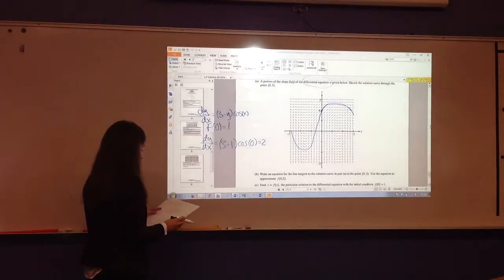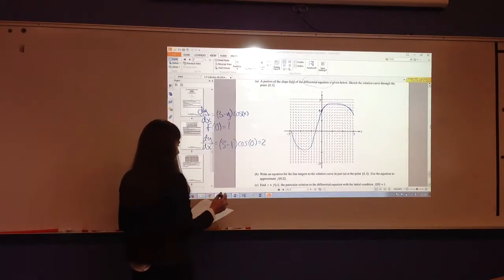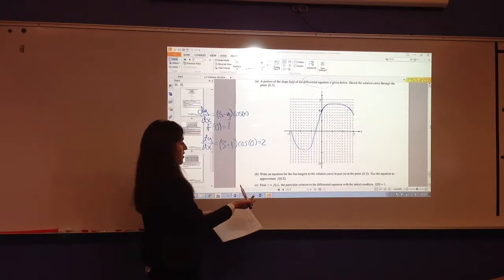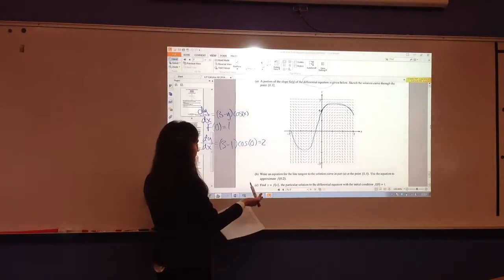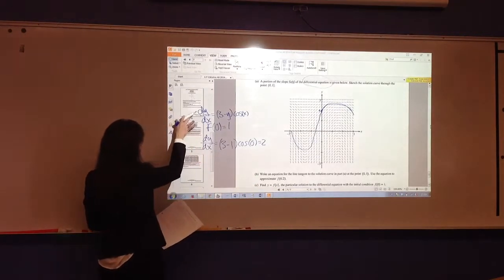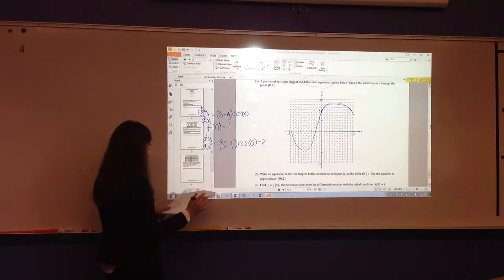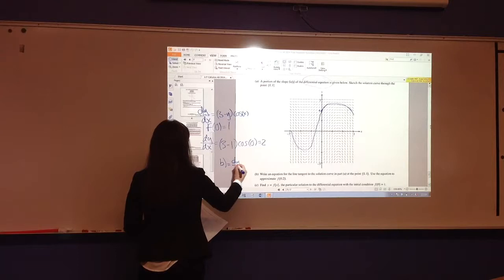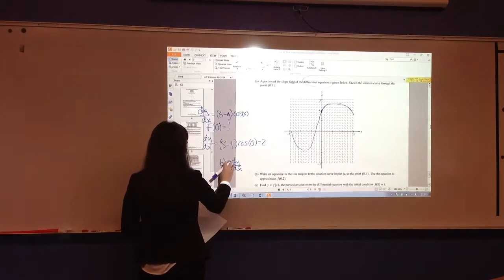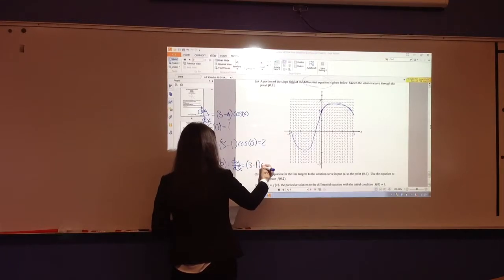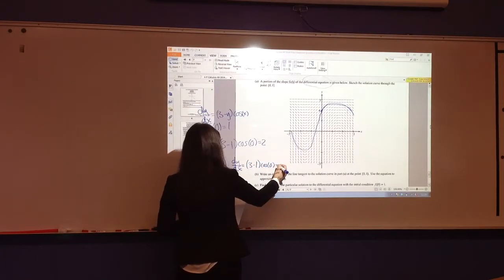Then we move on to part B, where you have to write the equation for the line tangent to the solution curve. You actually don't have to do very much work if you know what they're asking for. When they ask you to write the tangent line, you have to realize that dy/dx is going to be your golden ticket here. So dy/dx is equal to 3 minus 1 times cosine of 0, that's 2.